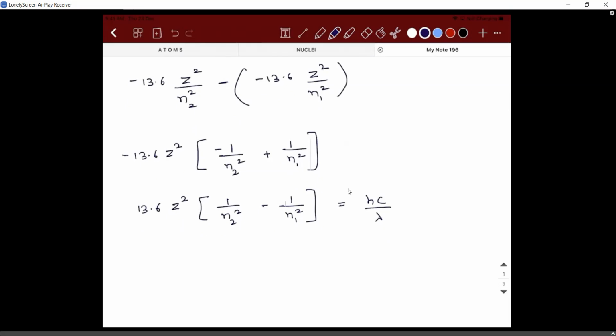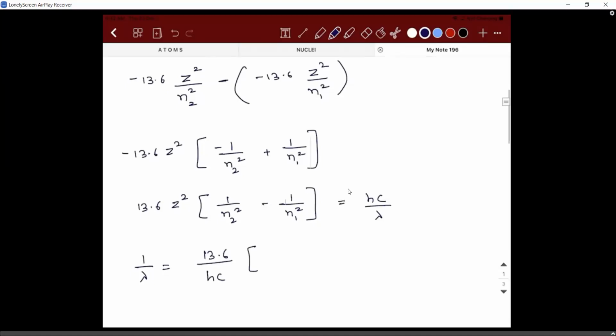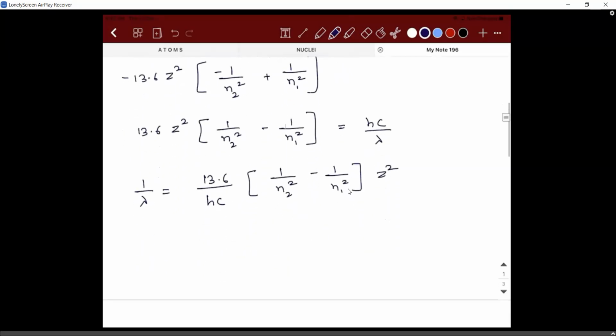Right. So what is 1 by lambda equal to? 13.6 divided by h into c, into 1 by N1 square minus 1 by N2 square, into Z square. Is there any doubt in this step? Right. So 1 by lambda, I'm saying this is the value. So 13.6 is in terms of what? It is in terms of electron volt.